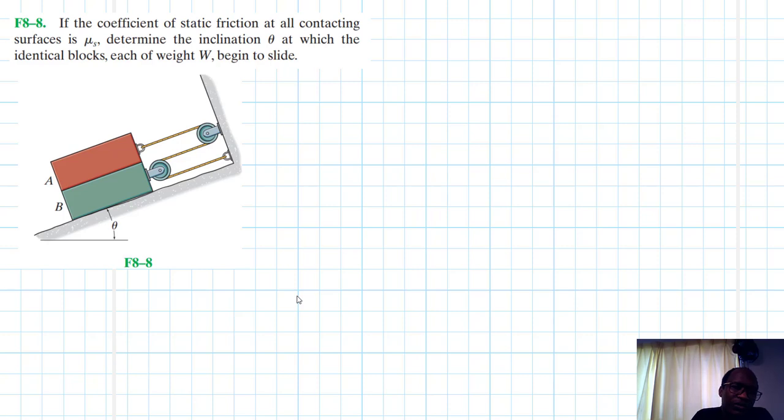The problem reads, if the coefficient of static friction at all contacting surfaces is mu s, determine the inclination theta at which the identical blocks each of weight w begin to slide. This problem is coming from the Engineering Mechanics Statics textbook, 13th edition by R.C. Hibbeler. Right, so we are dealing with dry friction.